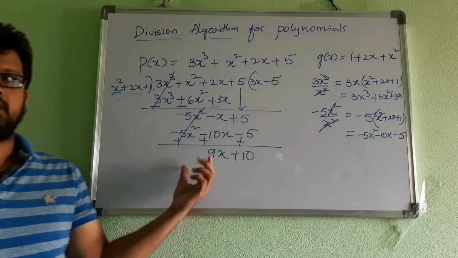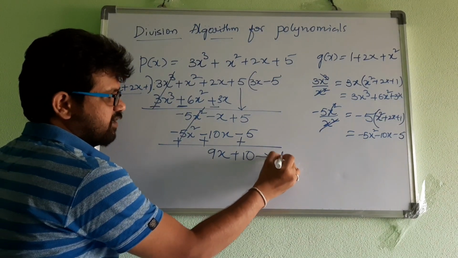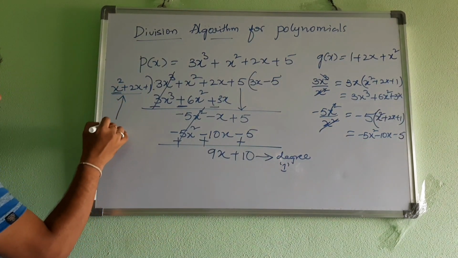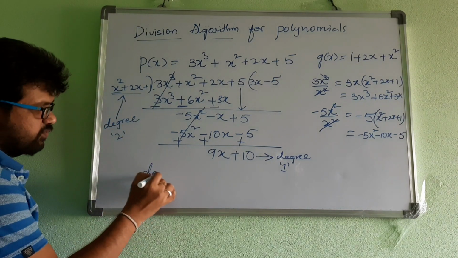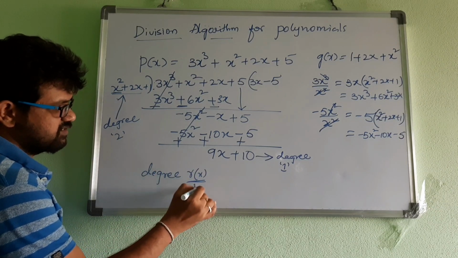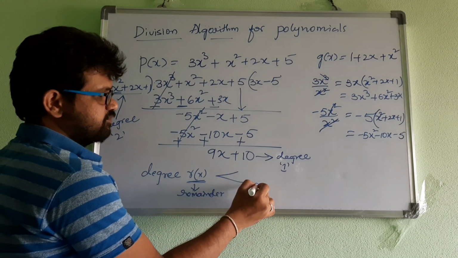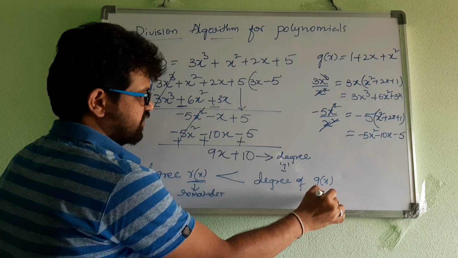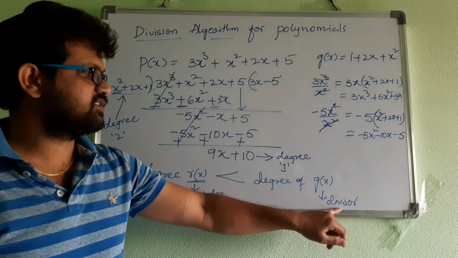Now can we proceed further? We cannot proceed. Why? Because the degree of the remainder is 1, and the degree of the divisor is 2. So the degree of the remainder, r of x, is always less than the degree of g of x, the divisor.